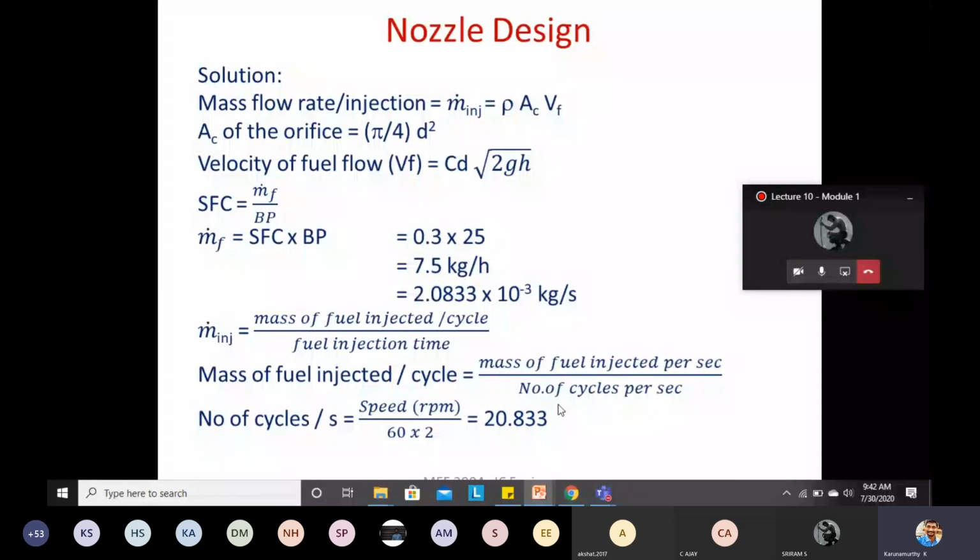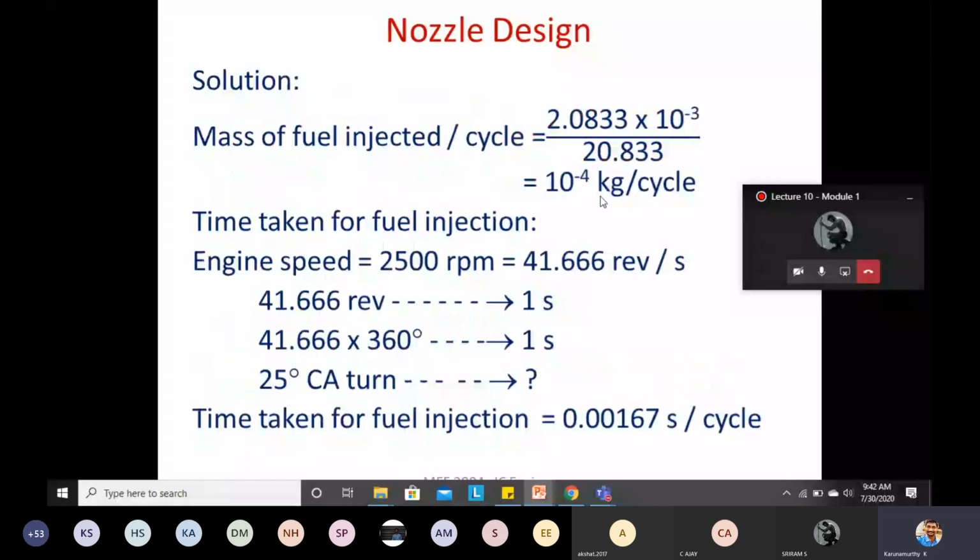Now we have to calculate the mass of the fuel injected per cycle. So that is this divided by this: 2.0833 in 10 power minus 3 divided by this. That will give you the mass of fuel injected per cycle. So the mass of fuel injected per cycle is this much quantity, right? So 0.1 gram per cycle. Okay, 0.1 gram per cycle. This is the amount of fuel injected per cycle.